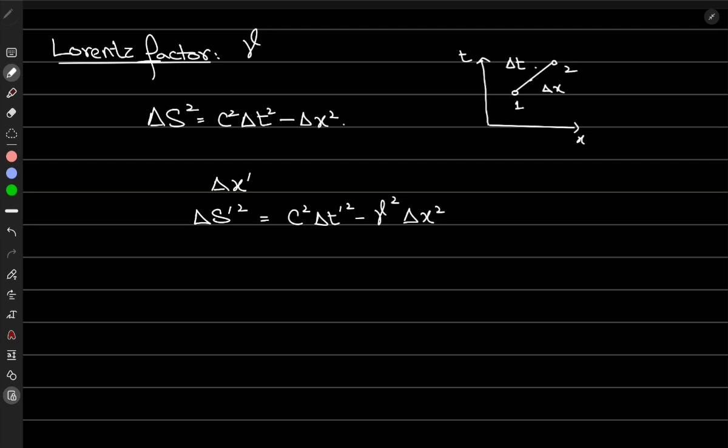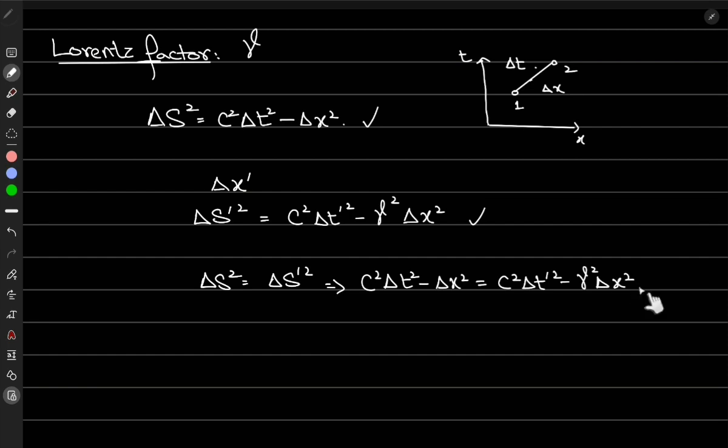So if that is the case, then we can equate these two equations, since delta s squared and delta s prime squared are exactly the same. This would give you c squared delta t squared minus delta x squared is equal to c squared delta t prime squared minus gamma squared delta x squared. Now, assuming that the two events are simultaneous in the stationary frame that is not moving, then you will have delta t equal to delta t prime. The times are the same, right?